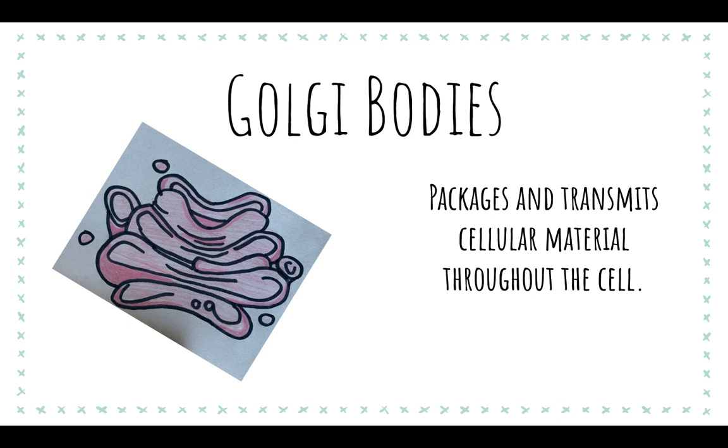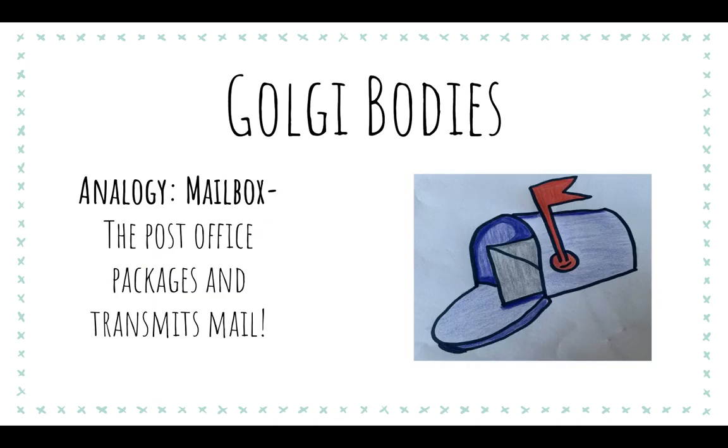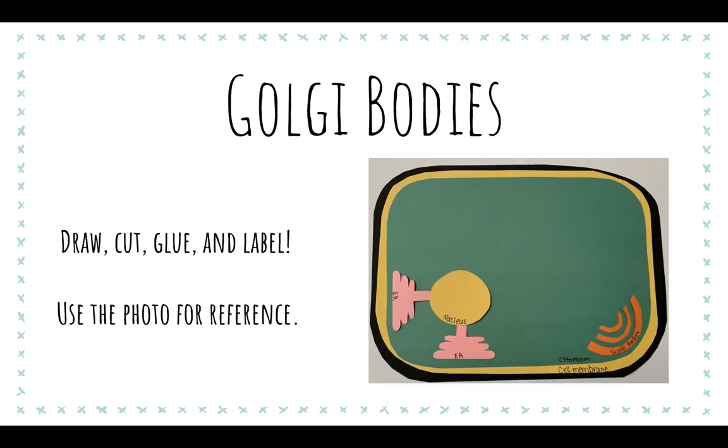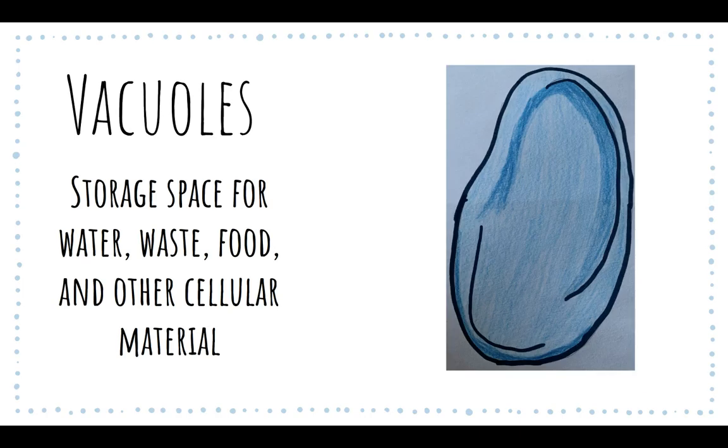Golgi bodies package and transmit cellular material throughout the cell. The analogy is a post office. The post office packages and transmits mail. Orange paper. Draw, cut, glue, and label. Use the photo for reference.